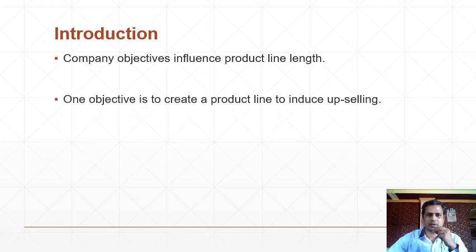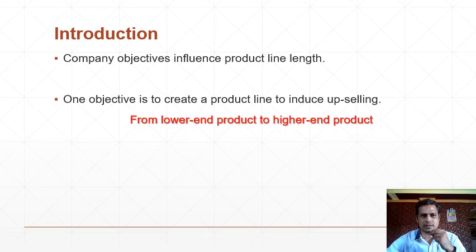Now, there might be different objectives with regard to product line length. One objective might be to have a product line which induces upselling, meaning the products in the product line are introduced into the market in such a manner that each product helps the sale of the other product. Right? That might be one objective. So if any product within the product line is not supporting this objective, most probably the company may think of not introducing it, or if it is already there, think of removing it.